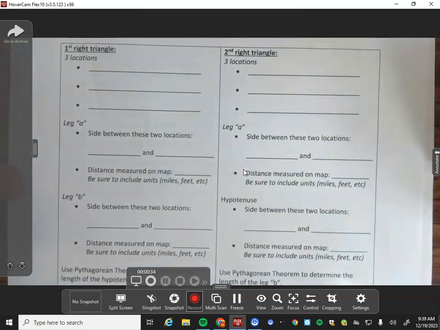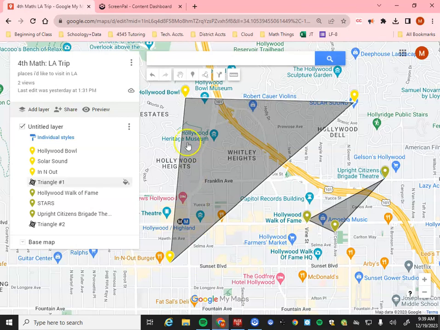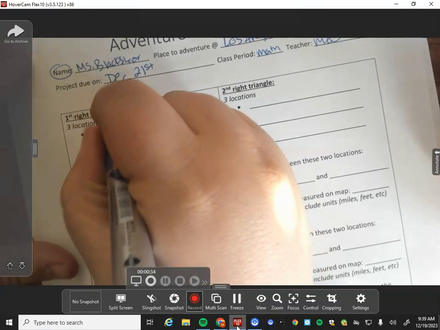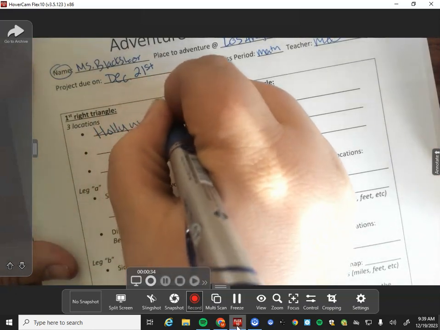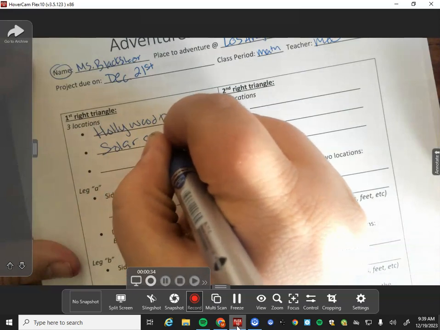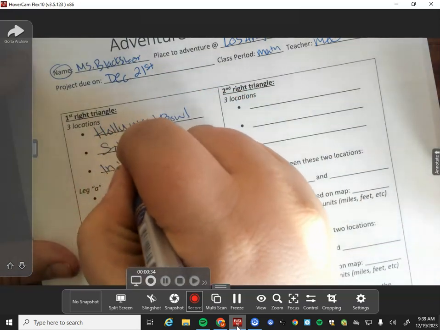For this first part of the worksheet, you need to write down the 3 locations you have in each triangle. So my 3 locations for my first triangle are the Hollywood Bowl, Solar Sound, and In and Out. So I will write those things on my paper: Hollywood Bowl, Solar Sound, and In and Out.